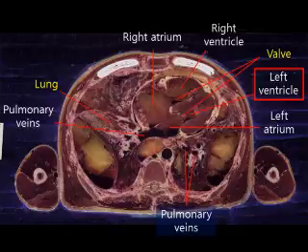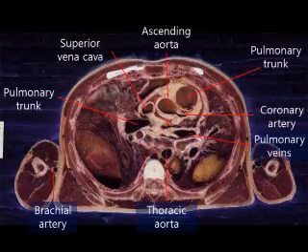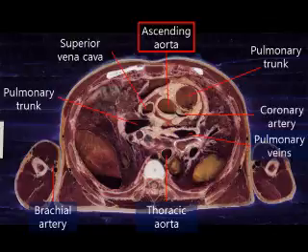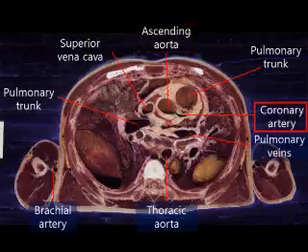Look closely at the left ventricle. The artery coming out of the left ventricle is called the ascending aorta. The ascending aorta is about as thick as your thumb. The first branch of the ascending aorta is the coronary artery, which is dispersed throughout the heart. The coronary artery supplies the heart and sends the rest of the blood to the whole body.